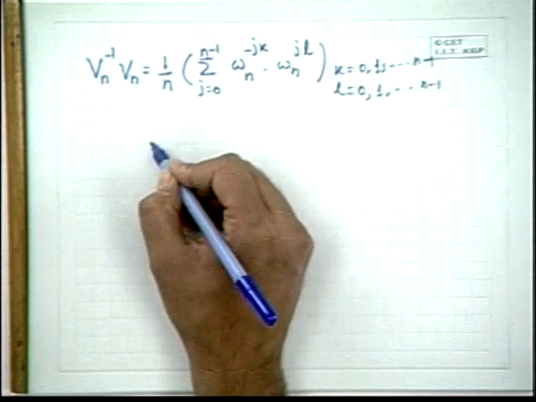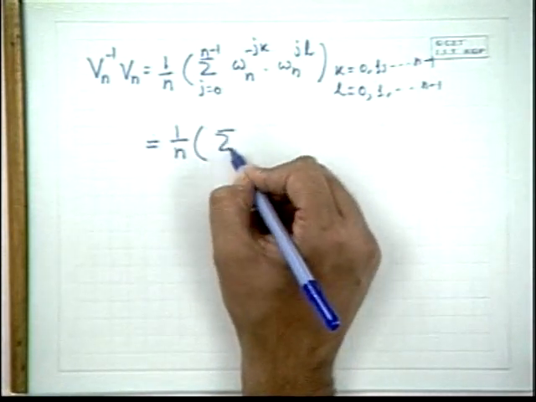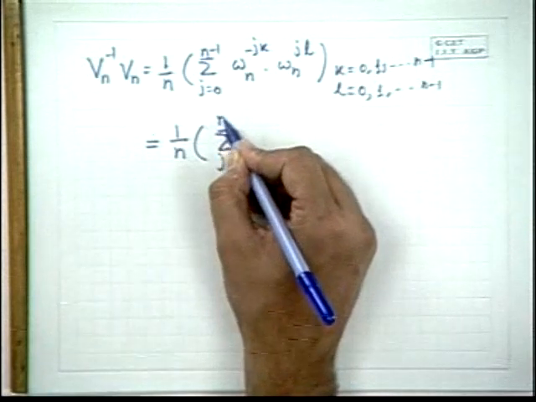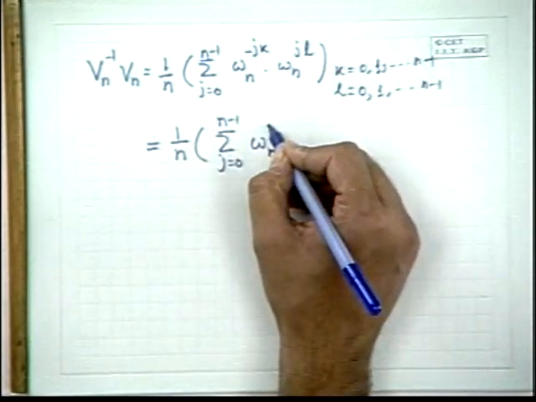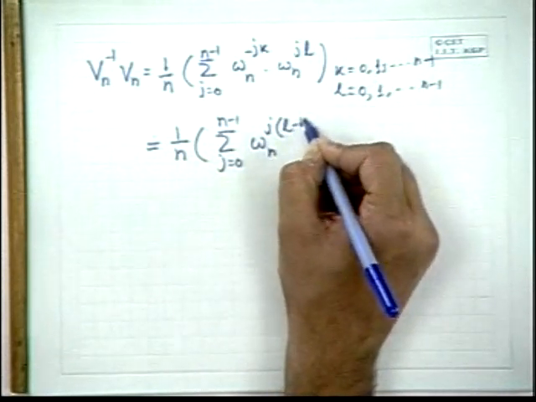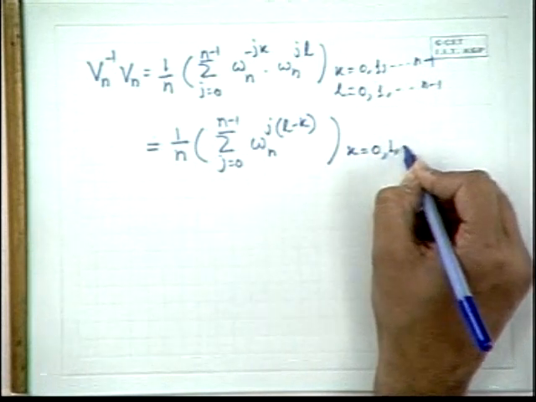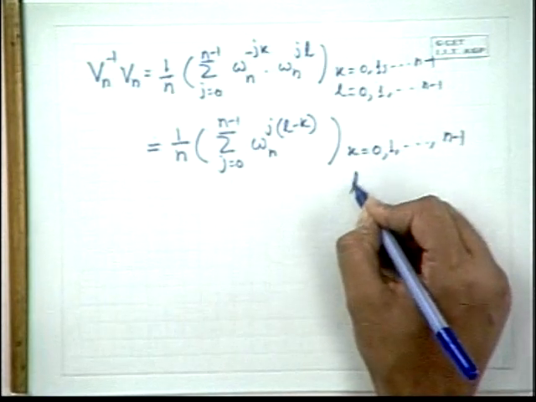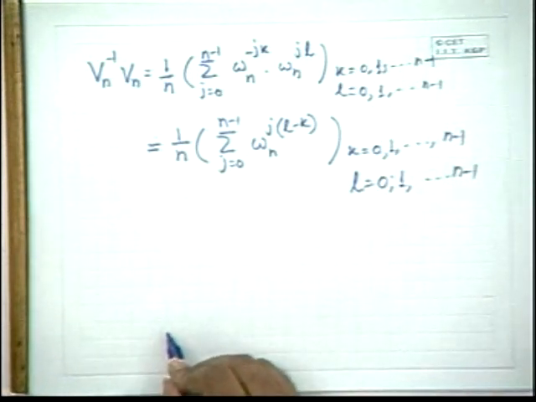Okay. Now if you manipulate this a little bit, you will see this is nothing but 1 over n sigma, j going from 0 to n minus 1, Wn to the power j times (l minus k), where k is going from 0, 1 up to n minus 1 and l is going from 0, 1 up to n minus 1.